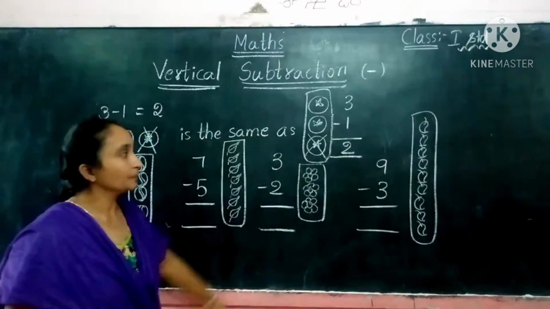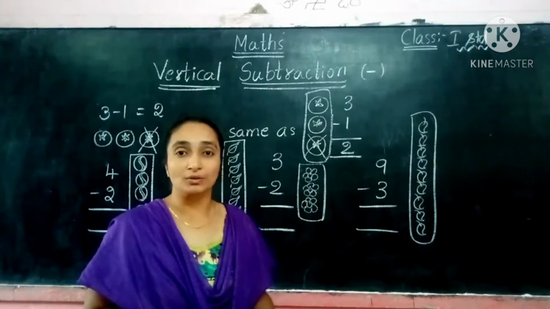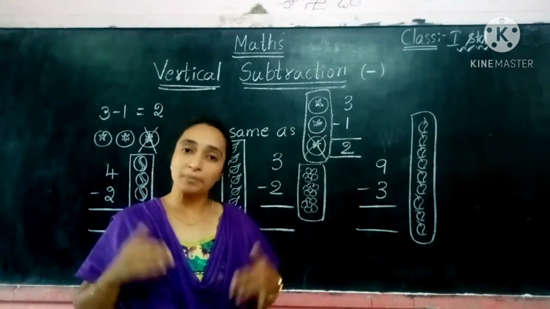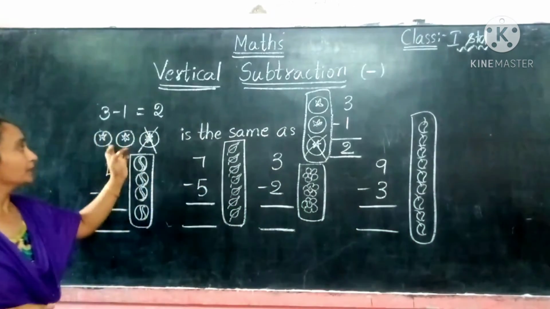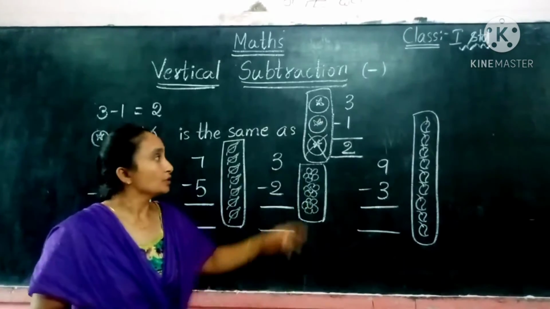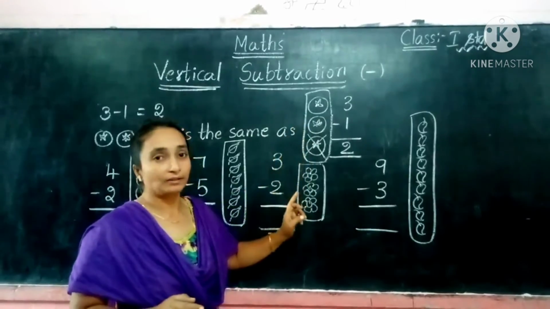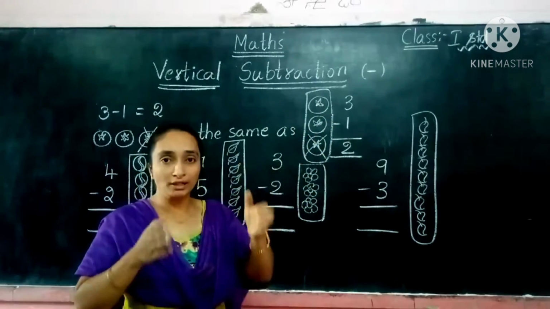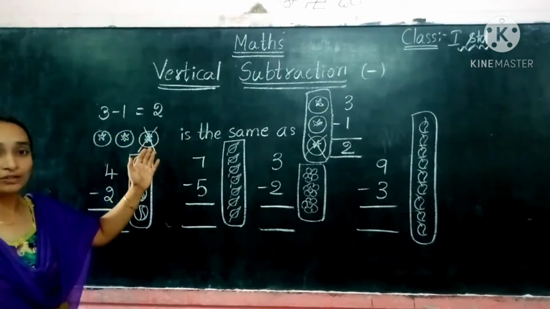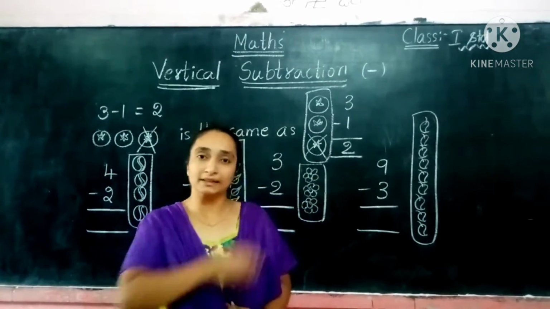It is the same as the vertical addition. We have already learned in addition that the horizontal addition and the vertical addition will be the same. It is the same for subtraction also. 3 minus 1 is equal to 2, and here we do the same subtraction in the vertical form. We keep the 3 tomatoes in the picture and write 3 minus 1 in a vertical form. Written from left to right in the horizontal form, we get the same answer as when we write it in the vertical form.